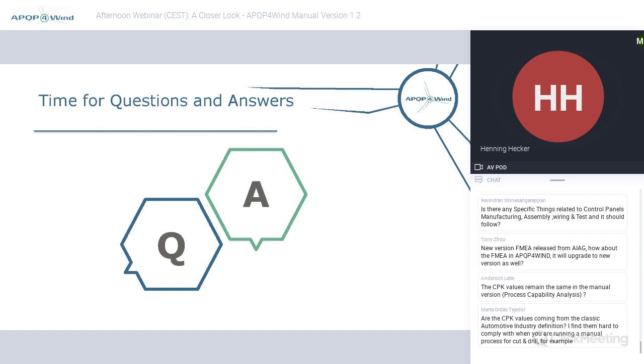And then Anderson asked, do the CPK values remain the same in the manual version, process capability analysis? Yes, there is a change when it comes to the CPK values compared to the older version of the manual. The major change is that in the older manual, there was a differentiation between existing process and new process. Now it has been changed. This is going to be only one process, but CPK values are going to be different for safety special characteristics, product special characteristics, and process special characteristics. So this change, you can find it in the new manual and also in the change log.